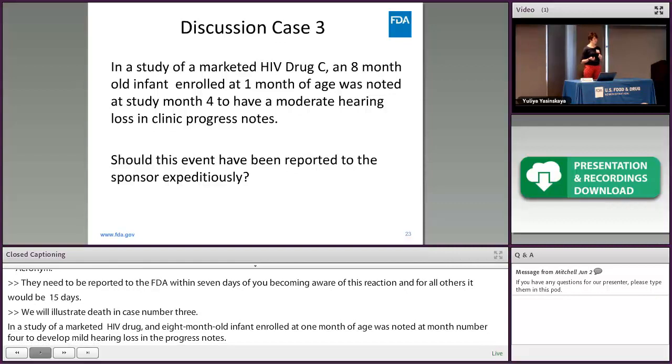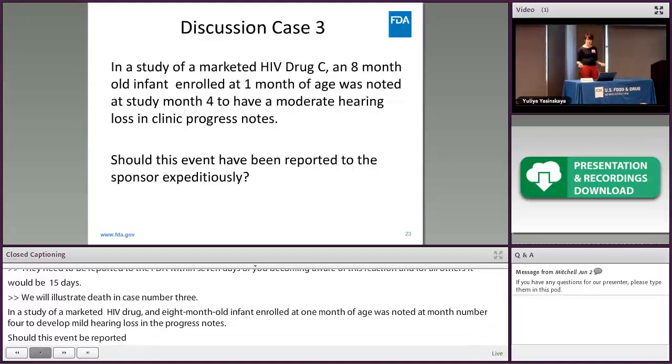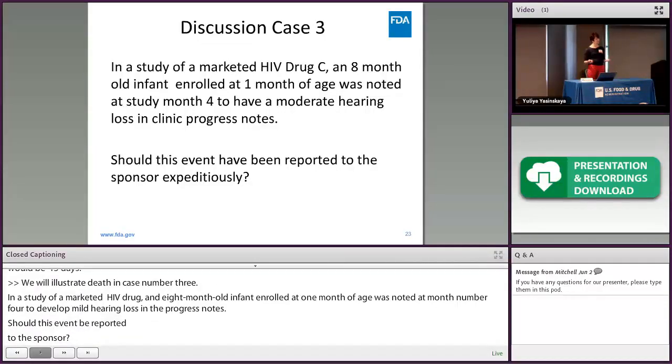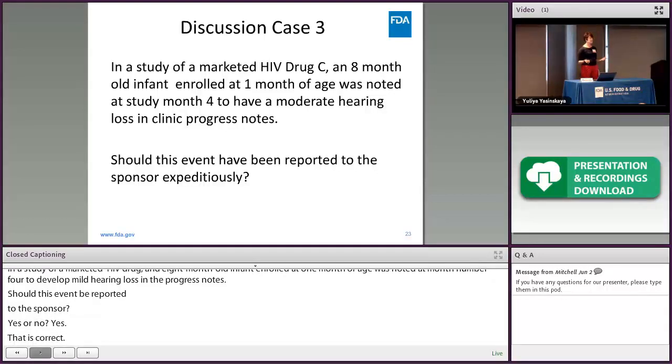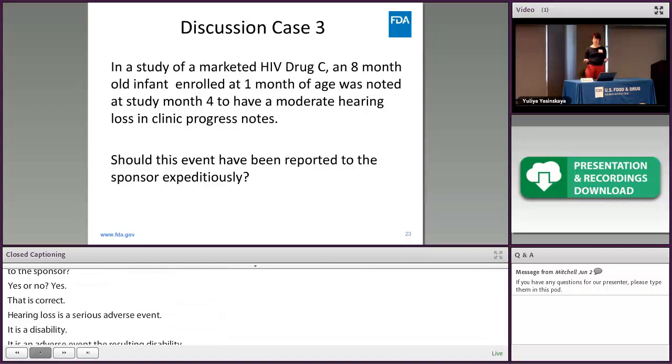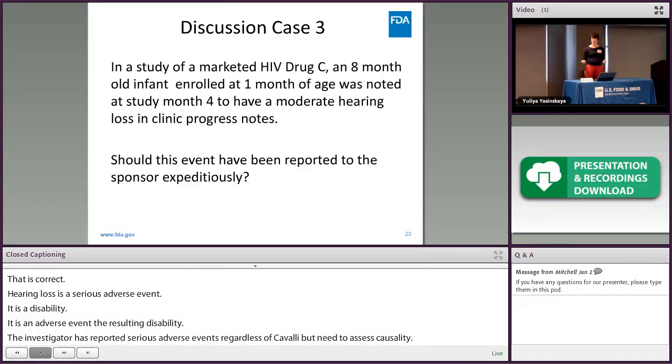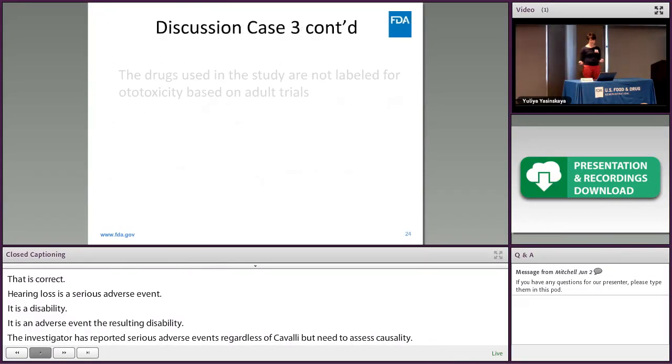Yes, that is correct, because hearing loss is a serious adverse event. It's a disability. It's an adverse event that results in disability. So the investigator has to report serious adverse events regardless of causality to the sponsor, but needs to assess causality. In this particular case, the investigator thought the adverse event was not related to the study drug because the baby had congenital syphilis. So it has a very clear alternative explanation for the hearing loss. So that information was provided to the sponsor.